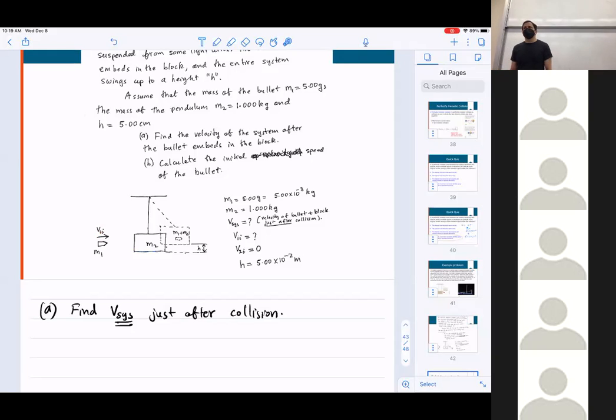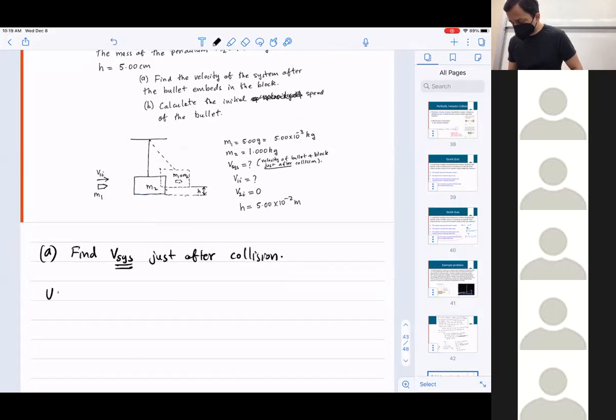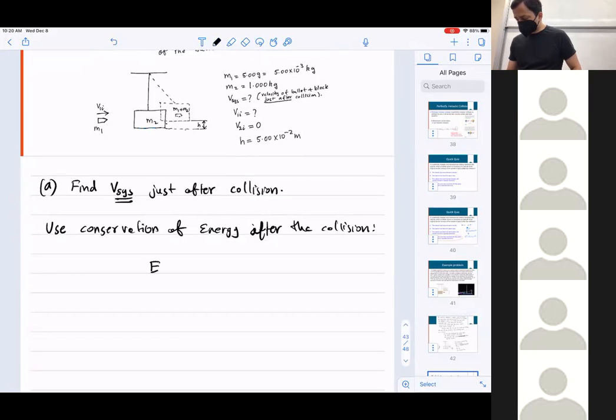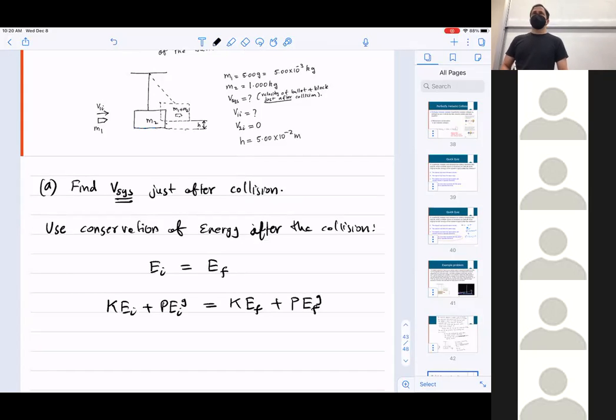So instead, we're going to use something else. We're going to look at the second part of the journey and use conservation of energy. So we will use conservation of energy after the collision, which says that the initial energy has to equal the final energy. The initial energy is whatever the initial kinetic energy is, plus whatever the initial gravitational potential energy is, has to equal the final kinetic energy plus the final gravitational potential energy of the system.